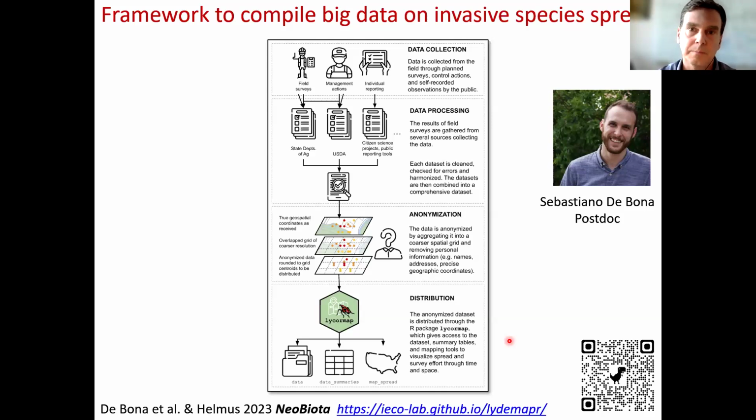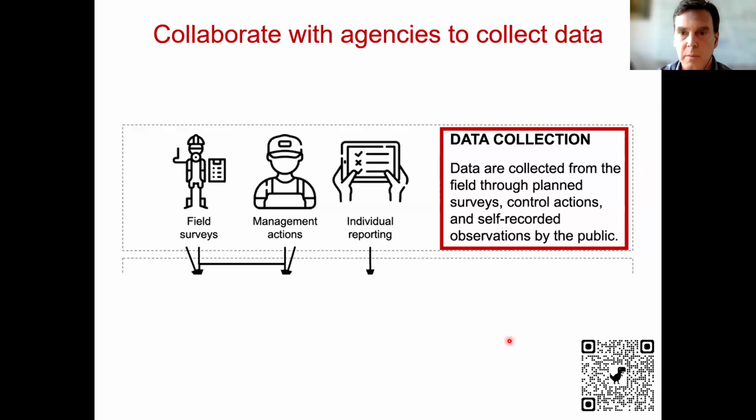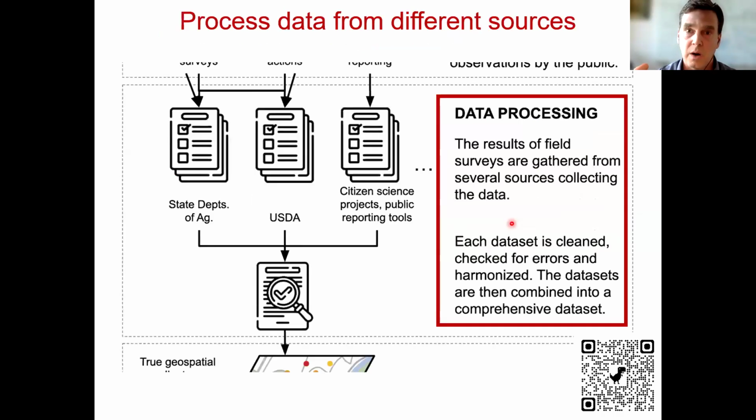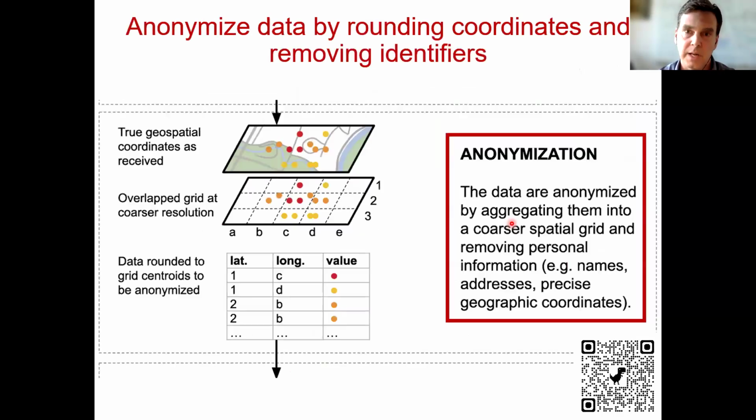So I'm going to go through this framework here. What we do first is collaborate with state agencies. We talk directly with their surveyors, and we collect their data through these planned surveys. Typically these surveyors have their own ideas of where they're going to go and sample. We work with them to get those data so that we can put them into our data processing pipeline. We're then processing our data from different sources, doing a lot of tidying and checking for errors. This actually takes a lot. We have huge code databases that take data from all these different agencies and combine them into one data set.